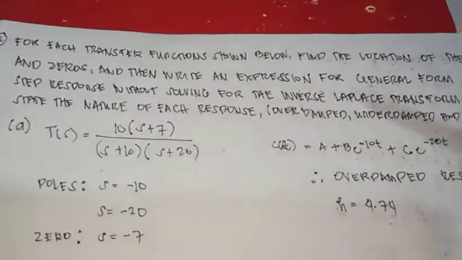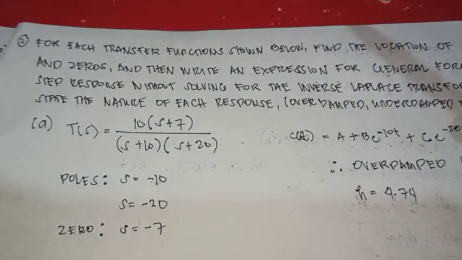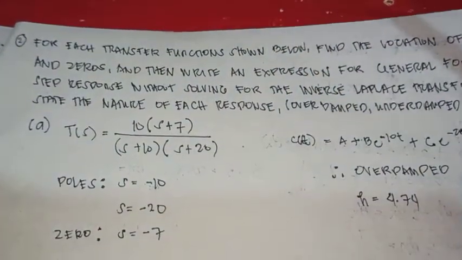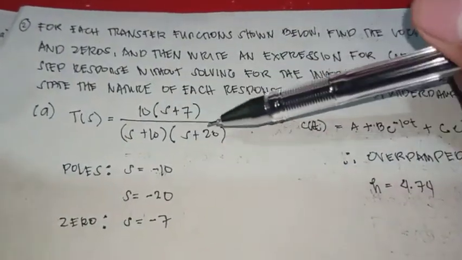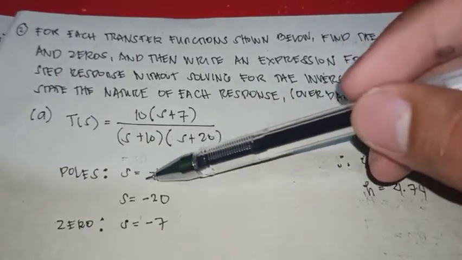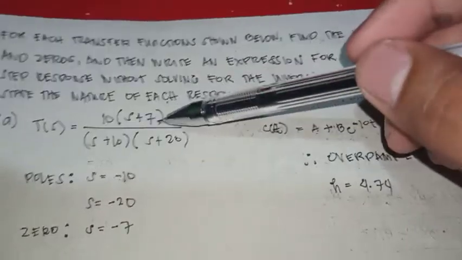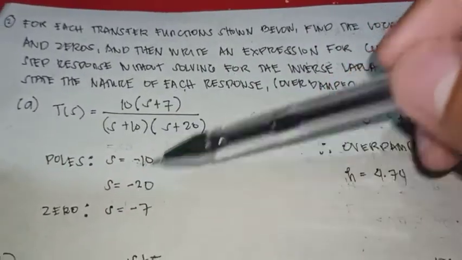So, for A, this is the step response transfer function: 10 times s plus 7 over s plus 10 times s plus 20. So, we equate s plus 10 and s plus 20 to 0. So, s plus 10 equals 0 gives s equals negative 10, and s equals negative 20. And the zero is at s equals 7; equating to 0, s equals negative 7.